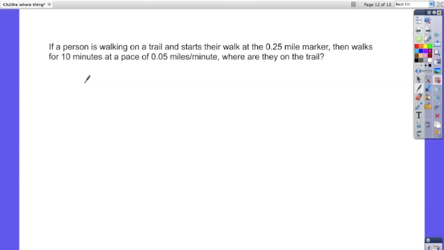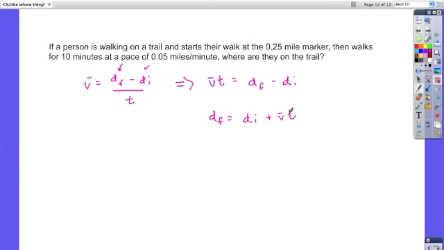Well, remember our equation, average velocity equals final position minus initial position over time. Well, I know my initial position. What I need is my final position. So let's do a little algebra. If I multiply both sides by time, this gives me average velocity times time equals df minus di. If I want df to be by itself, which I do, then I would move this term over there. And that would leave me with df equals di, it's positive when we move it over, plus average velocity times time.